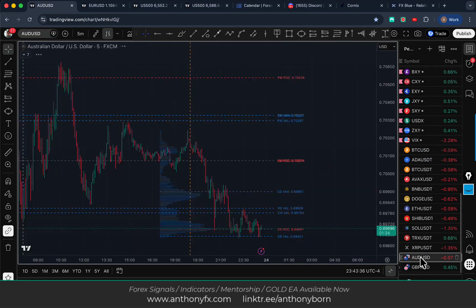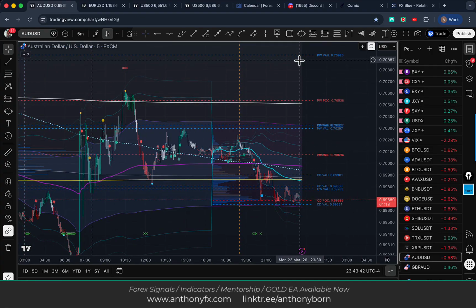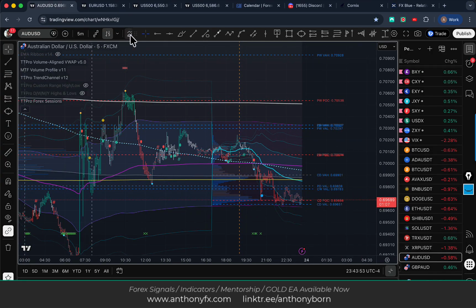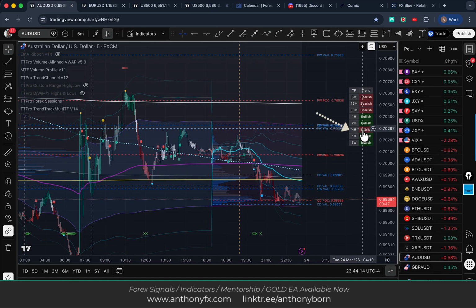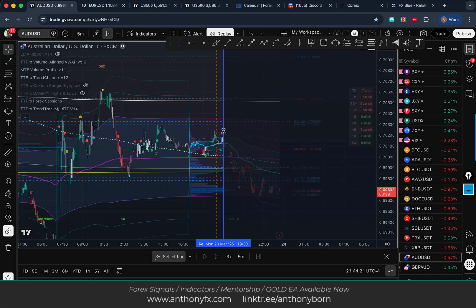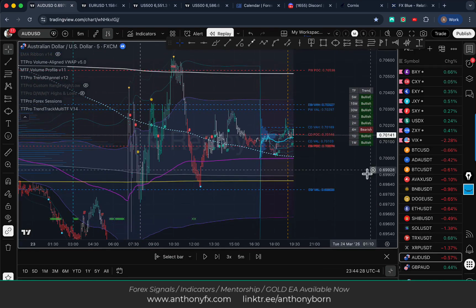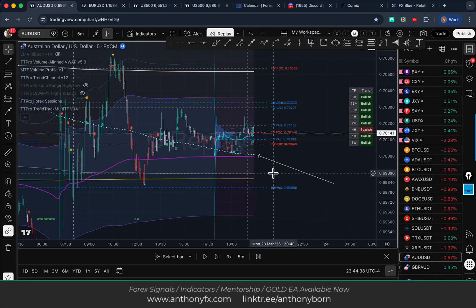Aussie dollar, we'll have a look at this one now. Here's the strategy. Why did I take this trade? It's so easy. First thing, Trend Track Multi. The 4 hour is bearish, number one. And this was the Asia Open. This is how straightforward this is, guys. See that blue dotted line?